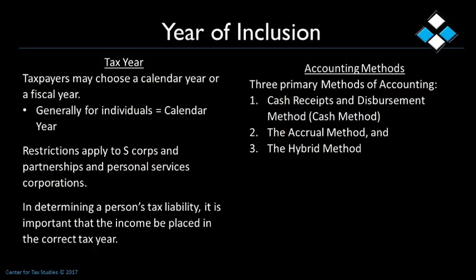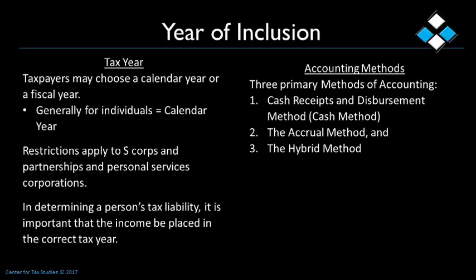So first off, it's important to define what a tax year is. So for individuals, a tax year is typically on a calendar year basis. So a year starts on January 1st and ends on December 31st, but an individual can elect a fiscal year if they have a good reason for doing so. There are restrictions applied to S-corps and partnerships and personal service corporations as to whether they must claim a calendar year or they can elect a fiscal year.